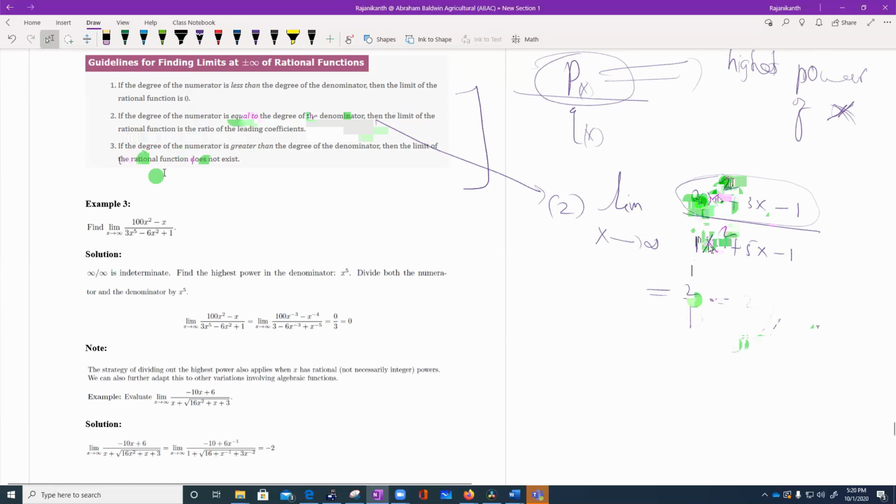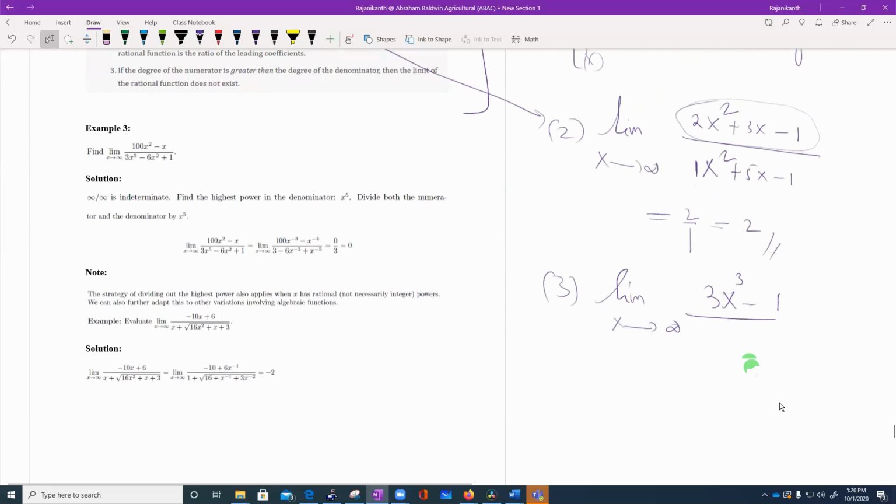The third scenario says the degree of the numerator is higher than the denominator. Then the answer is always going to be does not exist, infinity. For case 3, the problem will be like the limit as x goes to infinity of 3x cubed minus 1 over 2x squared plus 1 plus x. If you look at this problem, this is exactly my third scenario. The degree of the numerator is 3, the degree of the denominator is 2, so the numerator is higher, so the answer is always does not exist. In other words, infinity, or does not exist.